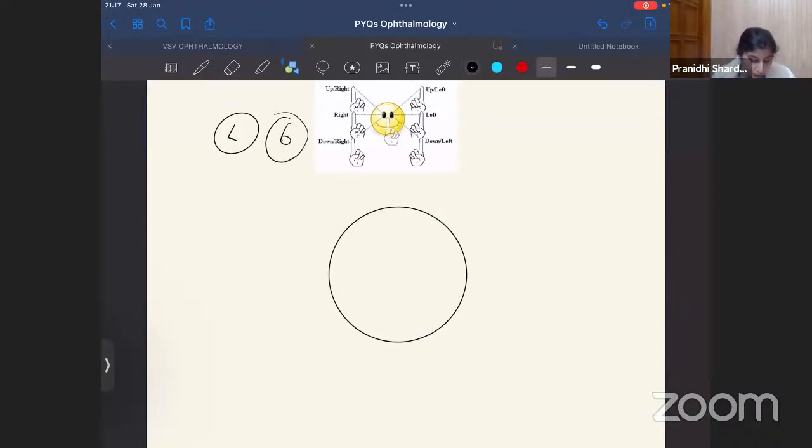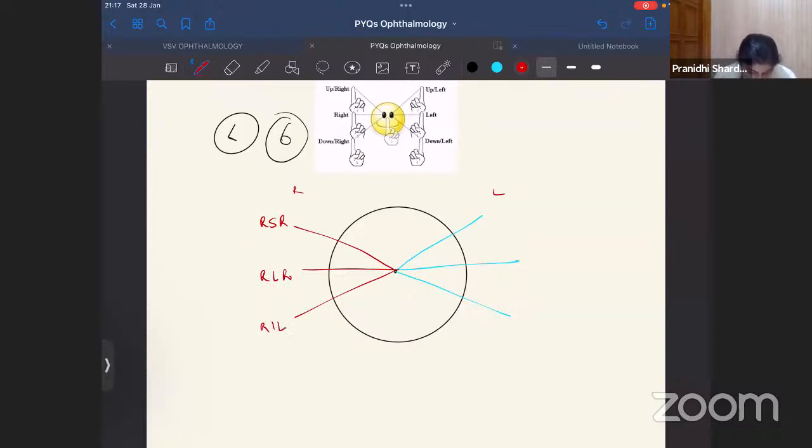Now, if we draw the cardinal gazes, this is the central point, and we draw 3 from this side and 3 from the other eye. If I write, this is the right side, this is the left side: right superior rectus, abduction, right lateral rectus, right inferior rectus. Okay, same goes with the left: left superior rectus, left lateral rectus, left inferior rectus.